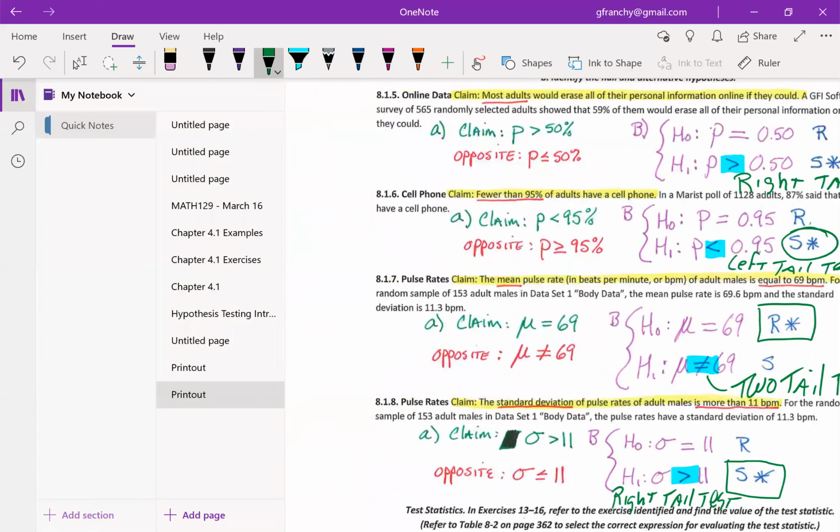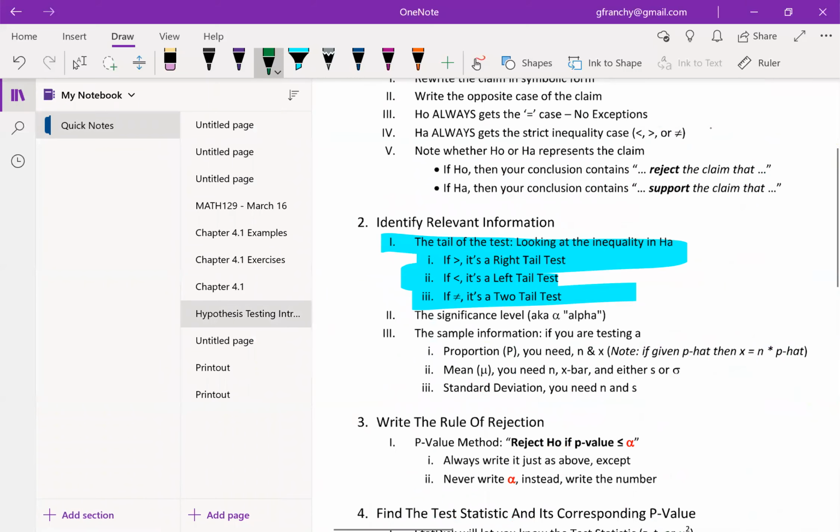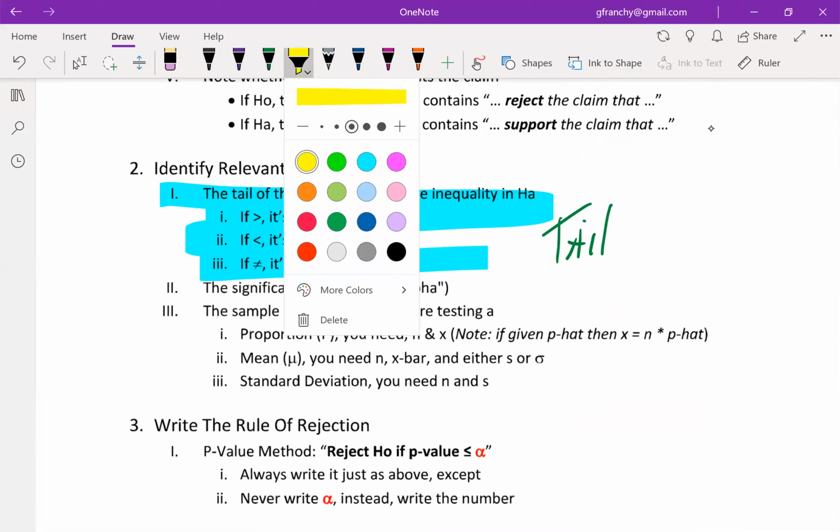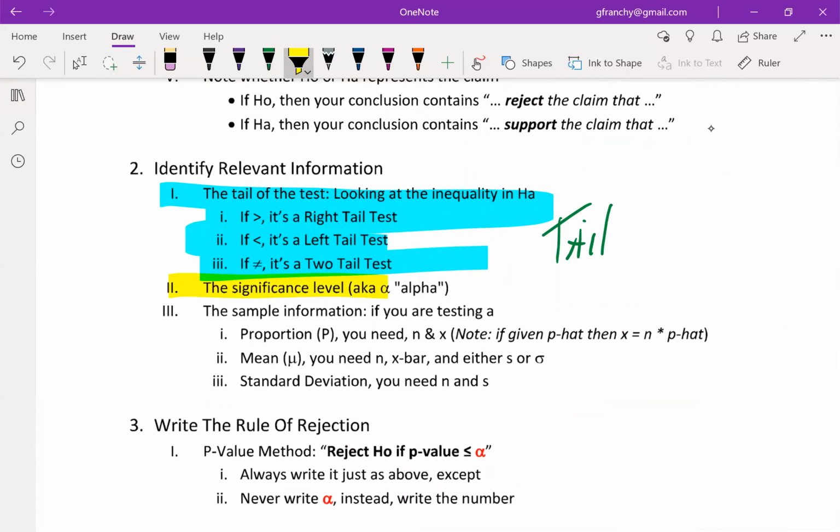And it's in this step 2. What step 2 is really about here is it's about identifying all the given information. So from the first step, from the hypothesis statement, we get the tail of the test. The next thing that we're interested in is the significance level. Alpha, back in chapter 7, alpha was the leftover. So if we had a 95% confidence level, the alpha was the remaining 5%.